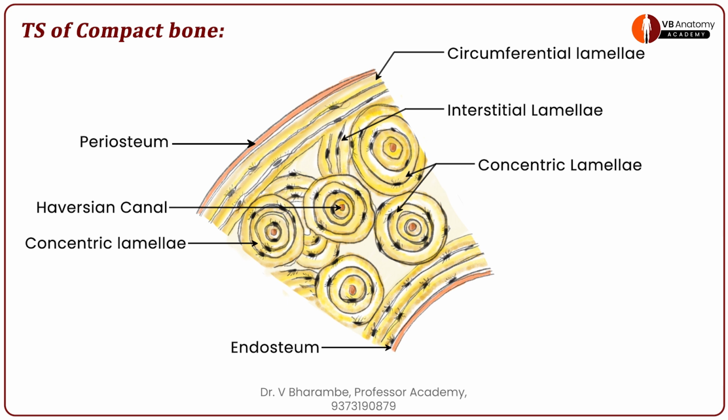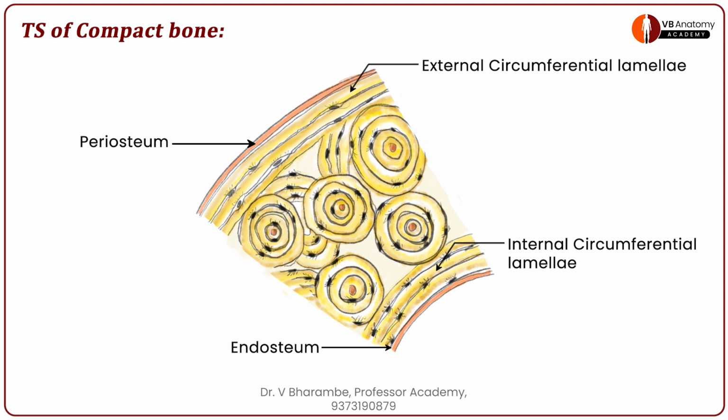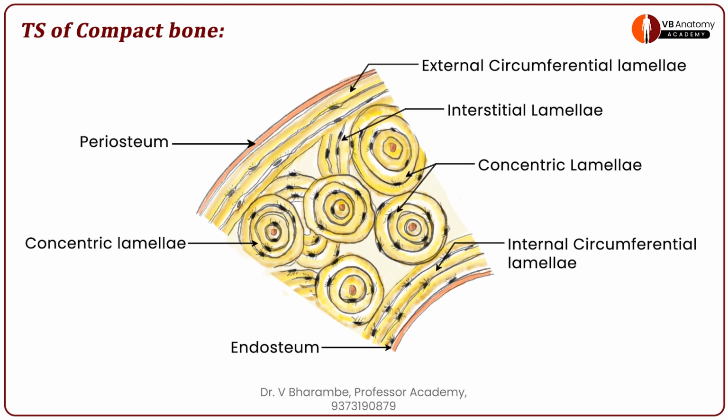Let's take a look at the labels just one more time. The outer periosteum, the inner endosteum, the outer circumferential lamellae external and inner circumferential lamellae internal. The concentric lamellae arranged around the Haversian canal and the small bits of osteons called interstitial lamellae which are undergoing remodeling, which are present in between. Very simply, this is the TS of compact bone.